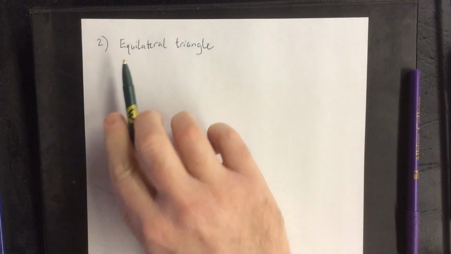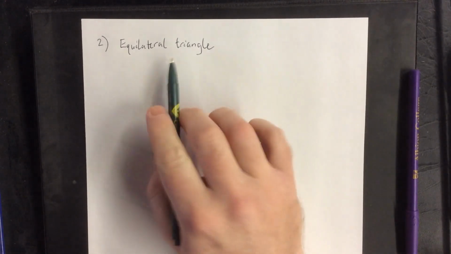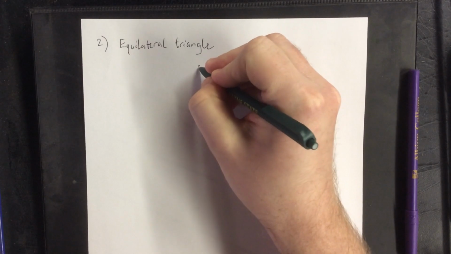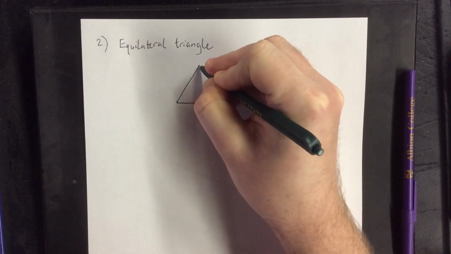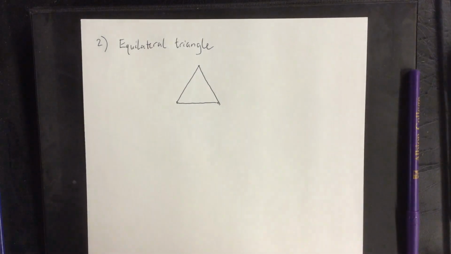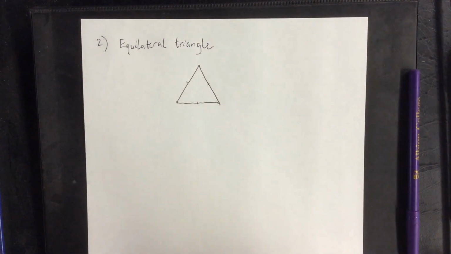The prefix equi, meaning equal or same, and lateral, meaning sides. These would be all 3 sides are the same. So that looks approximately like this. So equilateral triangle, all 3 sides would have to be the same length.